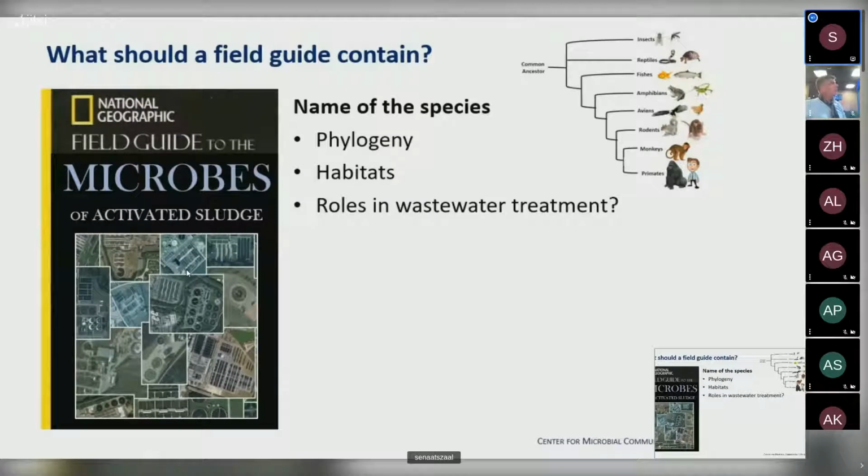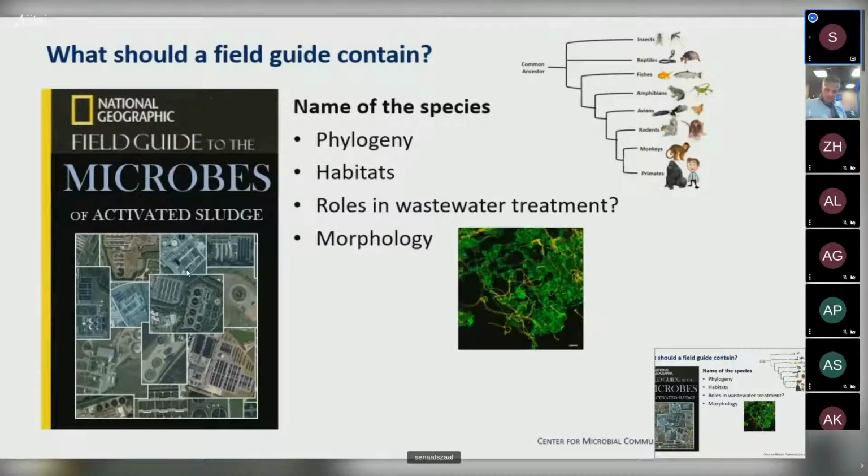Are they involved in the degradation of certain compounds, or are they involved in the formation of tight sludge flocs, for example? Also, to have a good field guide, we need to have images. We want to see how these species look. We also want to learn something about the interactions. Do they share nutrients, for example? How are they regulated? Do they require certain environmental conditions, certain pH levels, certain salt concentrations, and so on? And there could be a lot of other things that are important for these species.